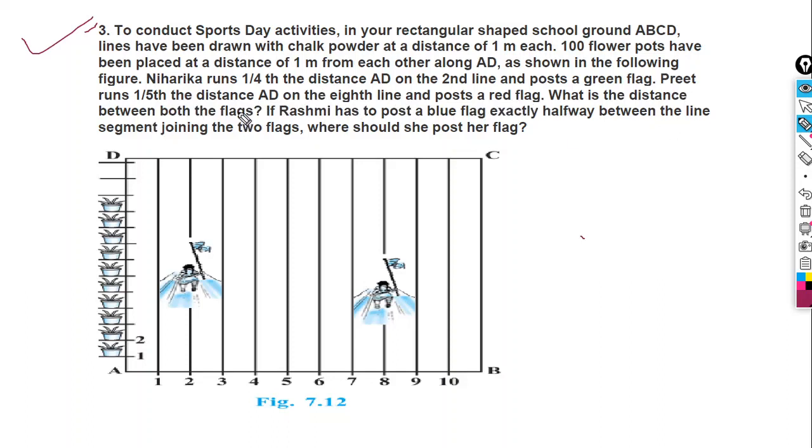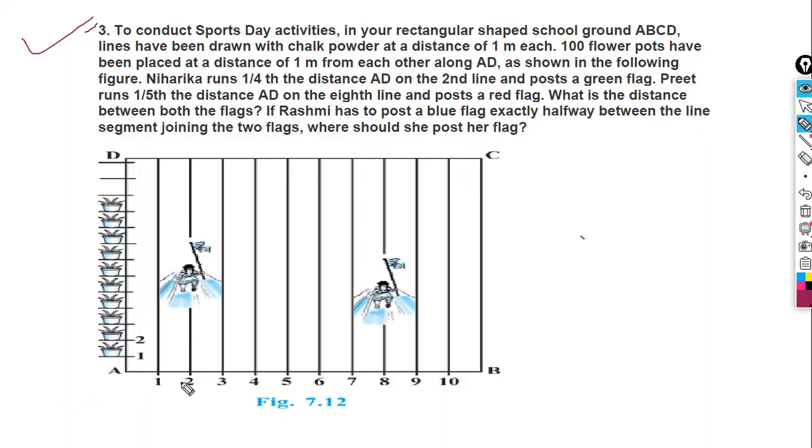Okay, this is the first question. Then Rasmi has to post a blue flag exactly halfway between the line segment joining the two flags. Where should she post her flag? Now, let's discuss the question again.